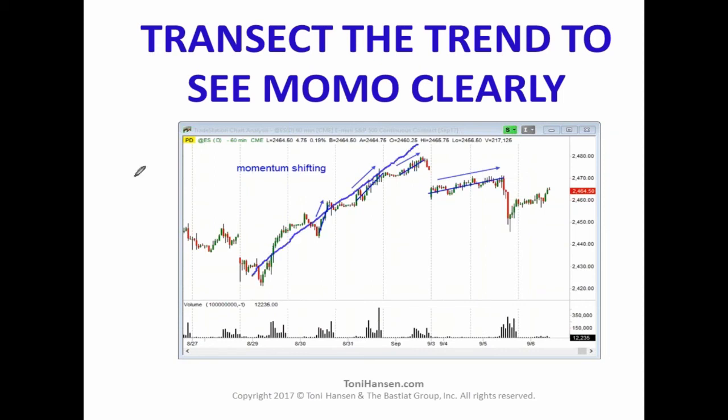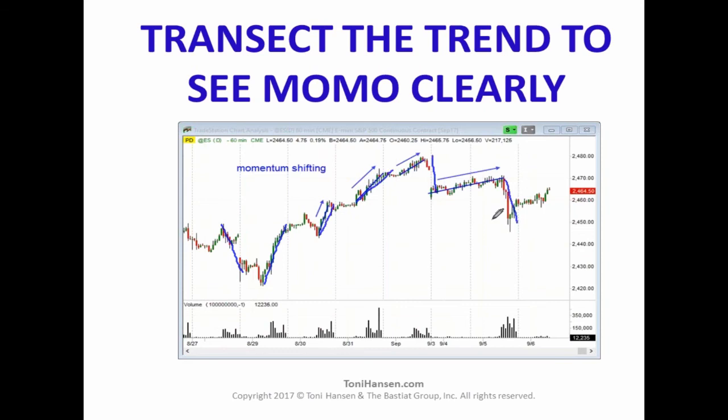But in order to time exhaustion, we need to look at the smaller impulse moves that are taking place within that trend. An impulse move is a strong momentum move within a trend, and they happen on multiple time frames. So this is a 60-minute chart, and the impulse moves are going to be things like this drop here, the move on the upside here, the continuation moves, and then these moves on the downside are also impulse moves.